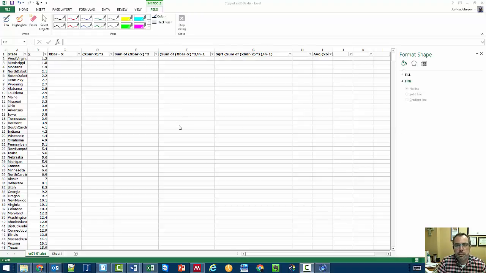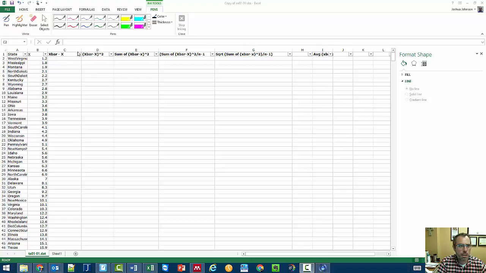Hi everyone. We're going to take a look at using Microsoft Excel to do the standard deviation and build out the standard deviation formula as we go. If you recall, we have 51 pieces of data here that are talking about the percent of people that are born outside of the state. So in West Virginia, 1.2% of the population is born outside of the state. So that is our X. That's what we're working on.